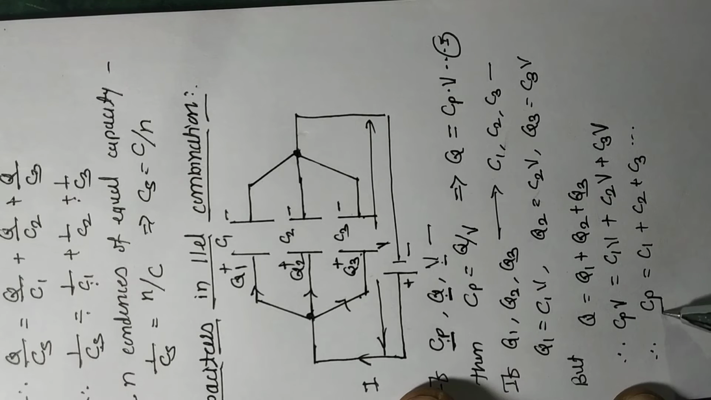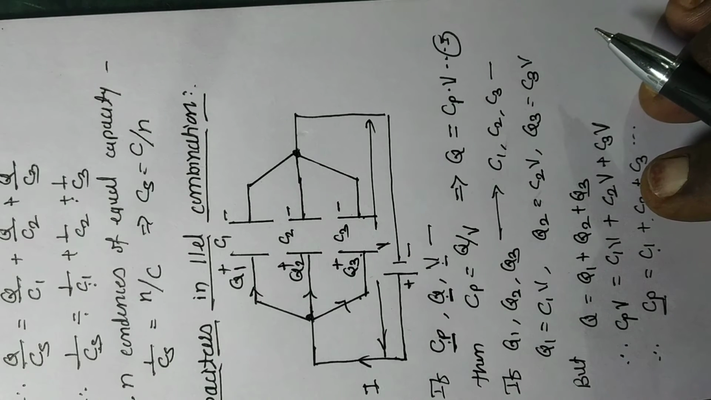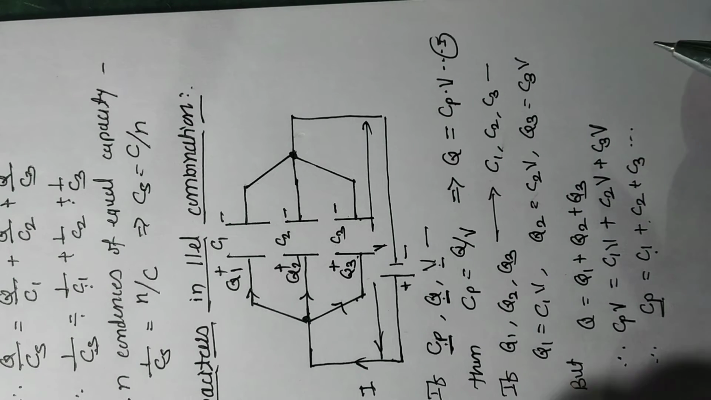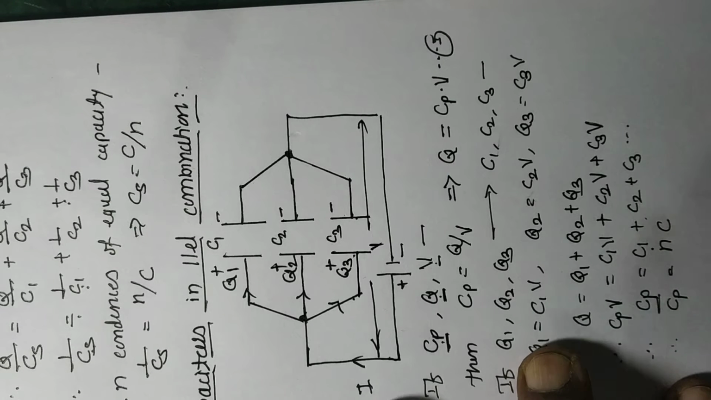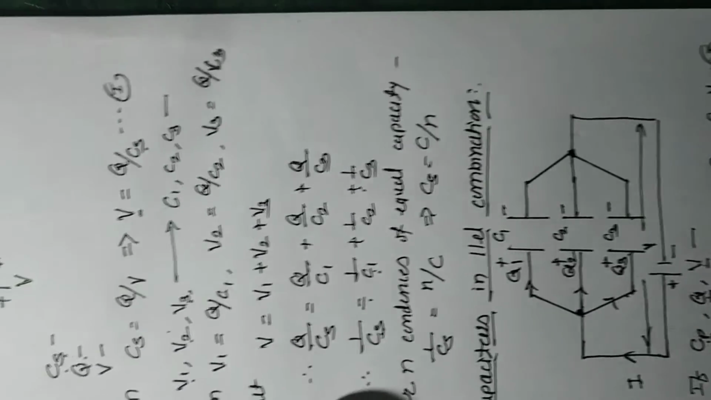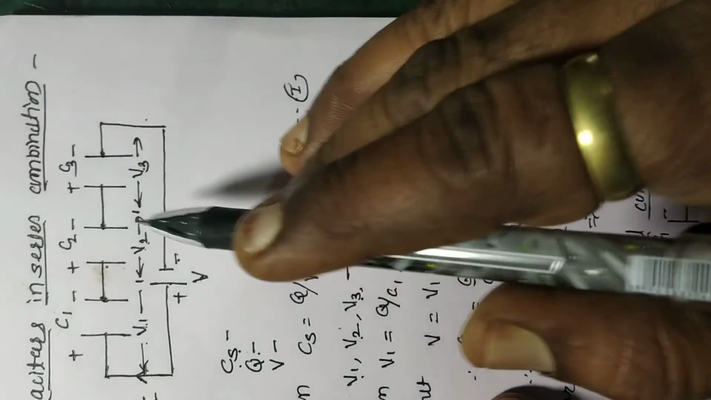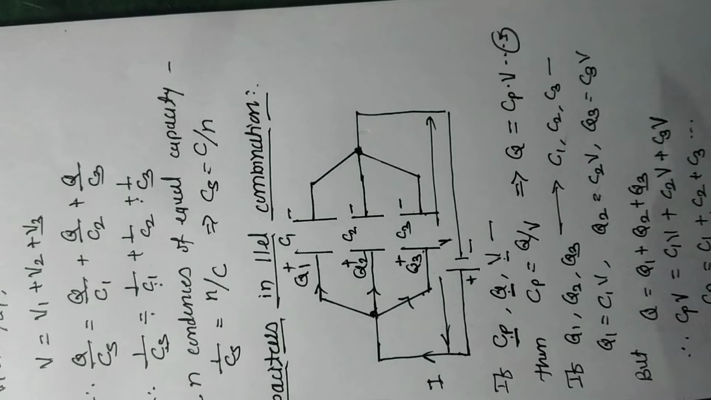Means resultant capacity in parallel combination is equal to the sum of capacitances of the capacitors in the combination. For n capacitors of equal capacity, resultant capacity in parallel combination is n times C. Okay. This is about capacitors in series combination and capacitors in parallel combination.